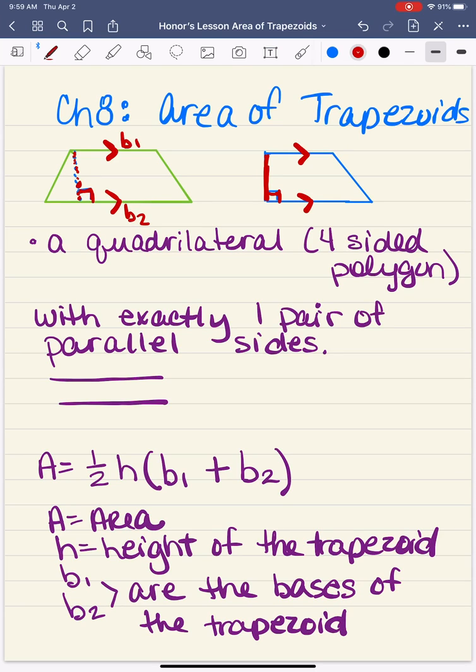We're going to now look at finding the area. So I've got our formula down here. Let's talk through it. So A means area, h is the height of the trapezoid, and base 1 and base 2 are the bases of the trapezoid. Since we're adding the two bases together and addition is commutative, it does not matter which base we put in first.